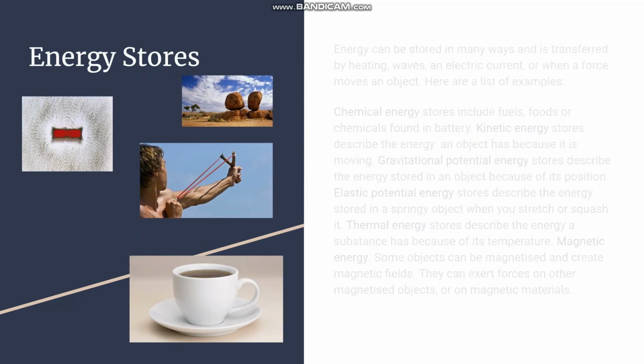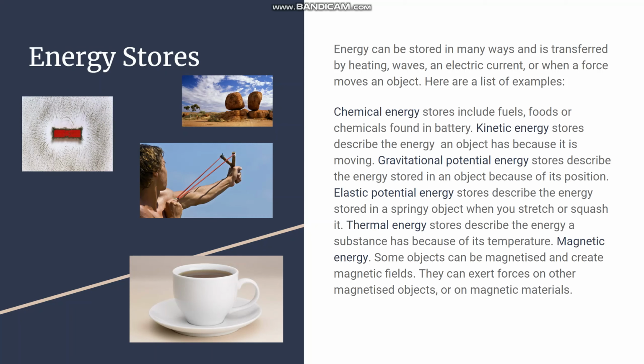Energy stores. Energy can be stored in many ways and is transferred by heating, waves, and electric current, or when a force moves an object. Here is a list of examples. Chemical energy stores include fuels, foods, or chemicals found in a battery. Kinetic energy stores describe the energy an object has because it is moving.